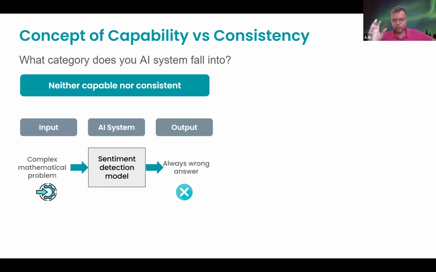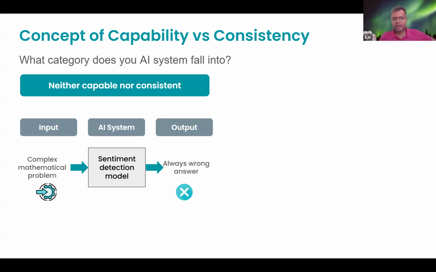Let's say I create a system where, at the heart of the AI system, I have plugged in a sentiment detection model. This is an ML model. If you put in a piece of text, it helps you understand whether the user is happy or sad or angry, things like that. Now, in this kind of AI system, you plug in a very complex mathematical problem and ask it, this is a very difficult algebraic equation for me, can you please solve it? Since you have not created that capability inside your model and you're asking a sentiment detection model to solve complex mathematical problems, no matter how many tries you give, every try is going to give you a wrong answer.